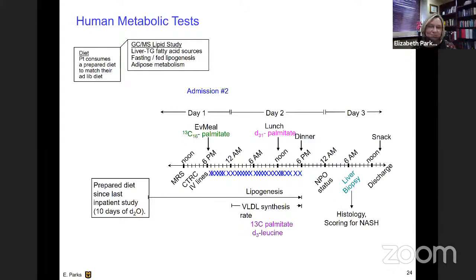The next day, we made them miss breakfast and we fed them lunch with a different label so we could track lunch. We infused 13C palmitate to measure free fatty acid flux and free fatty acid contribution to VLDL. And then we used labeled water for 10 days before their procedure to measure lipogenesis. We also, in this case, infused deuterated leucine, and that can be used for protein synthesis or amino acid turnover.